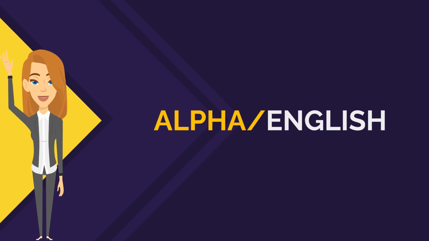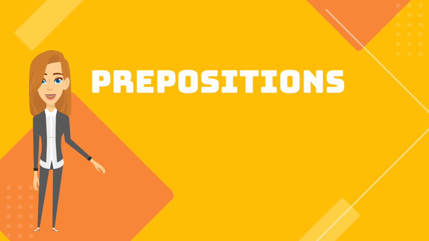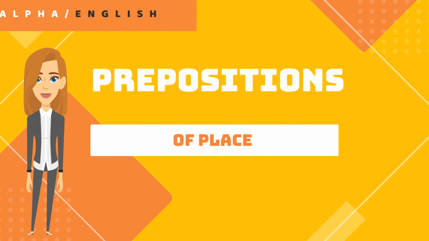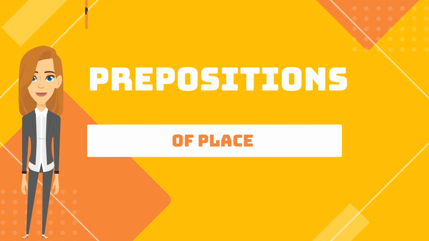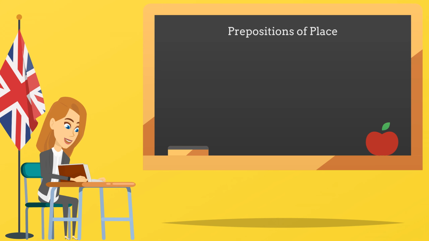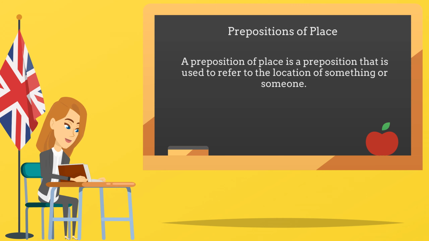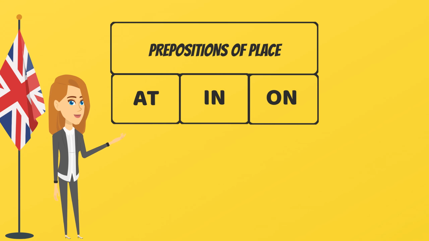I'm teacher Amanda. In this video, we will learn how to use prepositions of place. Prepositions of place. A preposition of place is a preposition that is used to refer to the location of something or someone. The most commonly used prepositions of place are at, in, and on.